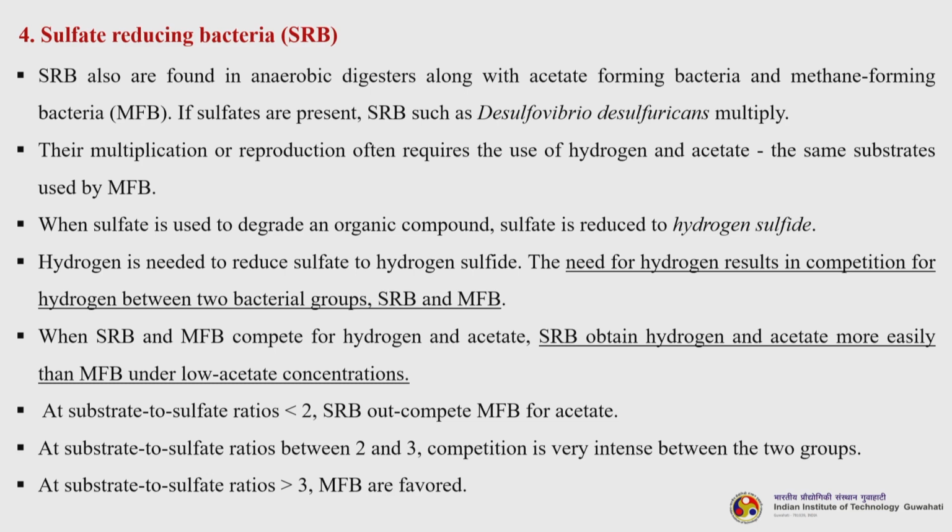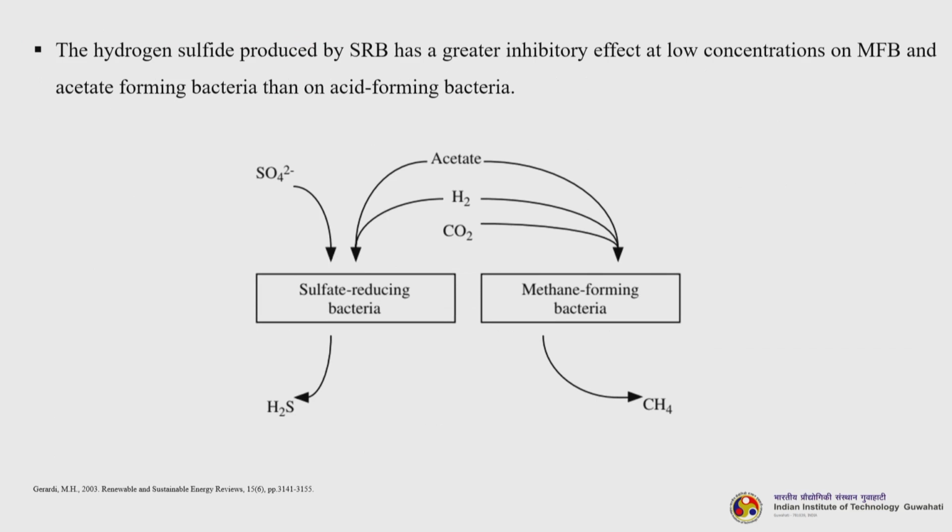When SRB and MFB compete for hydrogen and acetate, SRB obtain hydrogen and acetate more easily than MFB under low acetate concentrations. At substrate to sulfate ratios less than 2, SRB outcompete MFB for acetate, and at substrate to sulfate ratios between 2 and 3, competition is very intense between the two groups, and when the substrate to sulfate ratio is greater than 3, the methanogens are favored. The hydrogen sulfide produced by SRB has a greater inhibitory effect at low concentrations on MFB and acetate forming bacteria than acid forming bacteria.